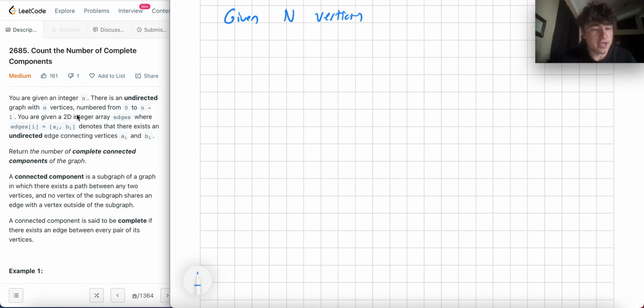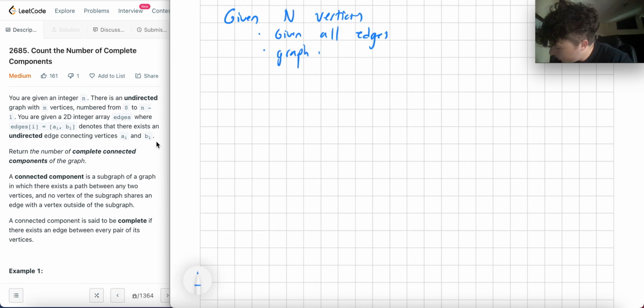And you're given a 2D integer array edges where edges[i] equals [ai, bi]. So what does that mean? You're given a bunch of nodes and then you're given the edges between nodes, the connections between nodes. It denotes that there exists an undirected edge connecting vertices ai and bi. So it's an undirected graph given all edges, and the graph is undirected.